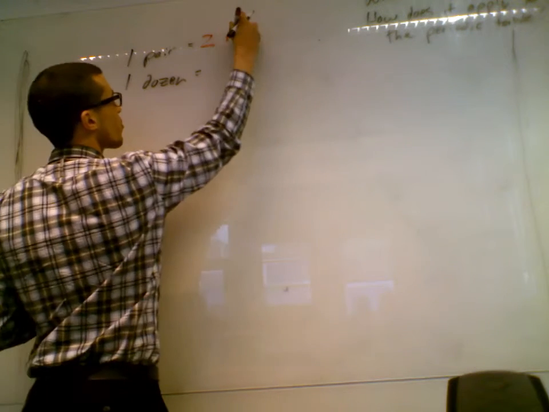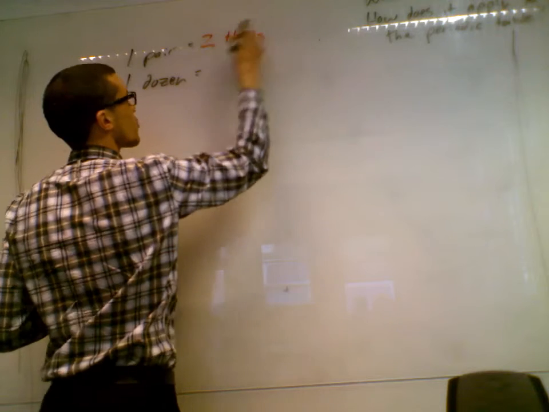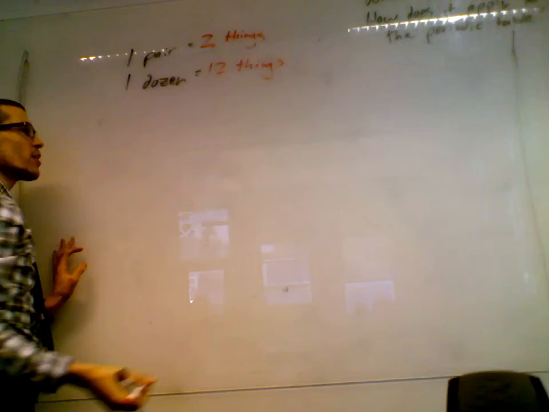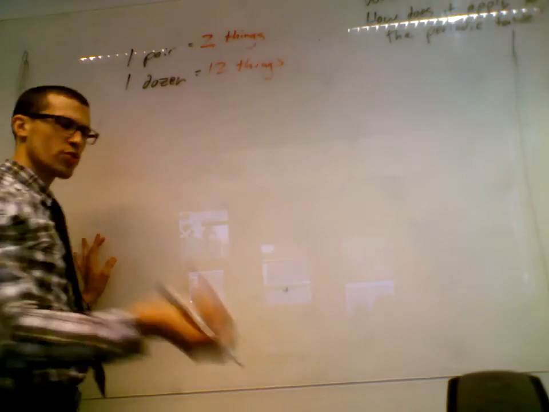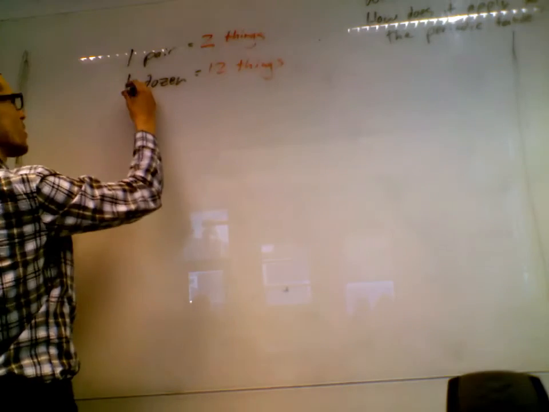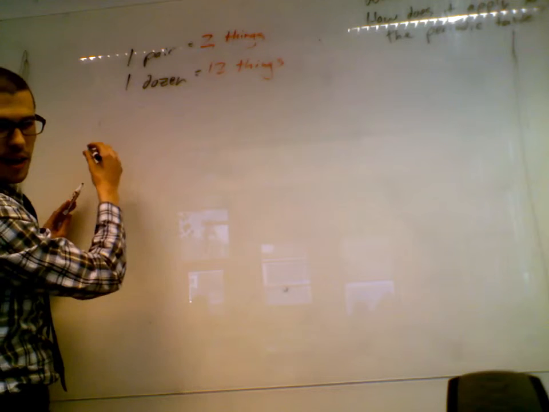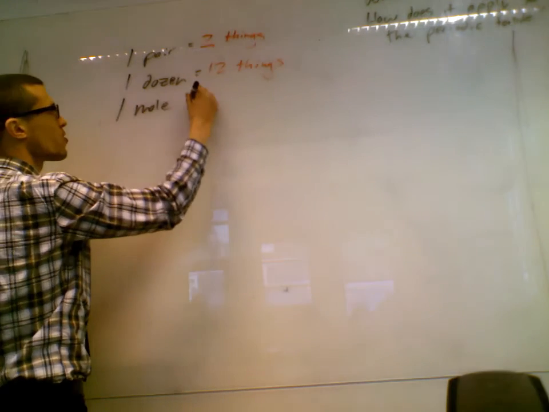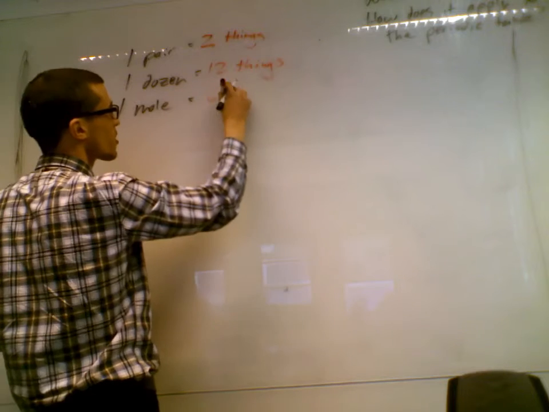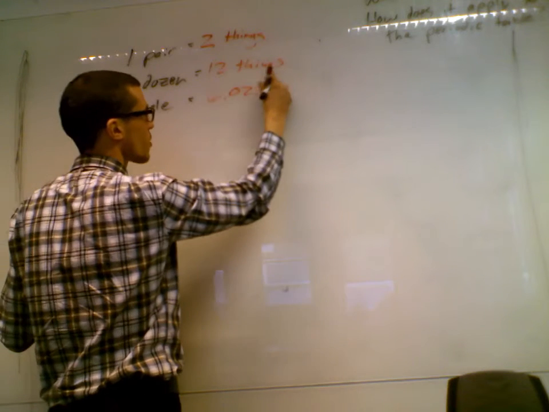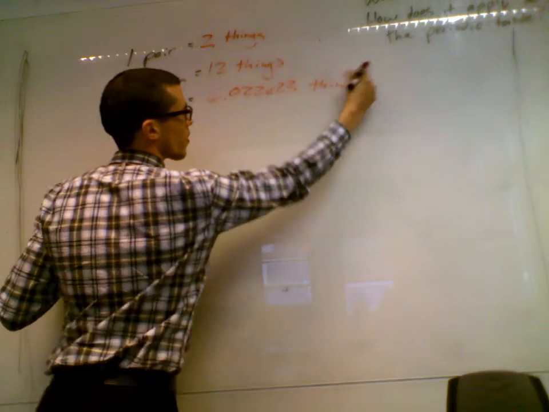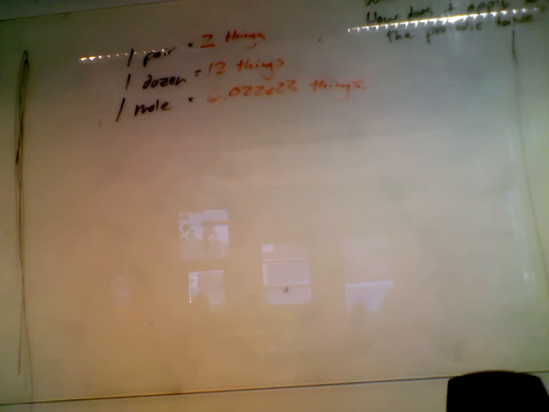And I'm just going to write 12 things. Right? It could be 12 donuts, it could be 12 shoes, it could be 12 anything. And then I say 1 mole is just 6.022 times 10 to the 23rd things. That's a good comparison. That's all it is. It's just a number of things. A mole of things. Right?